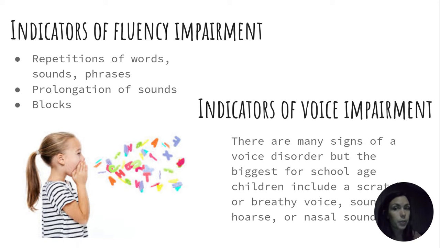Indicators of a fluency impairment: repetitions of words, sounds, or phrases, prolongation of sounds and blocks. Indicators of voice impairment: there are many signs of a voice disorder, but the biggest for school-age children include a scratchy or breathy voice, sounding hoarse or kind of nasally sounding.